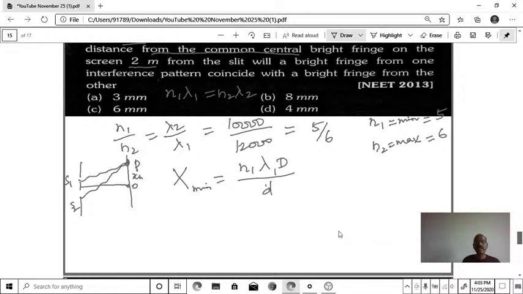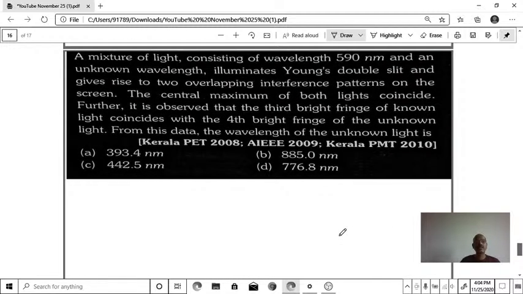n1 is given as 5, lambda 1 is 12,000, capital D is 2, and small d is given. Substitute, and we get 6 into 10 power minus 3 meter, which is nothing but 6 millimeter. So option C is correct. Come to the last one.